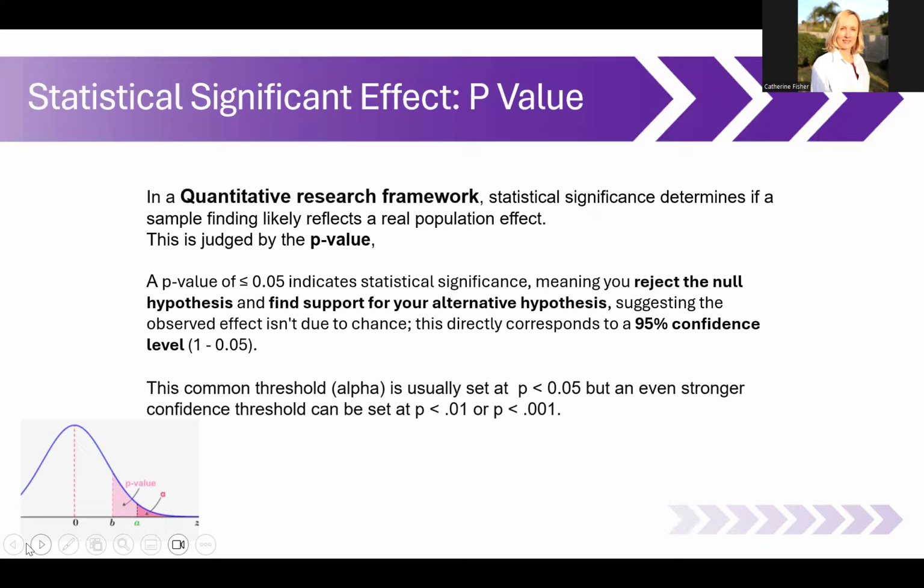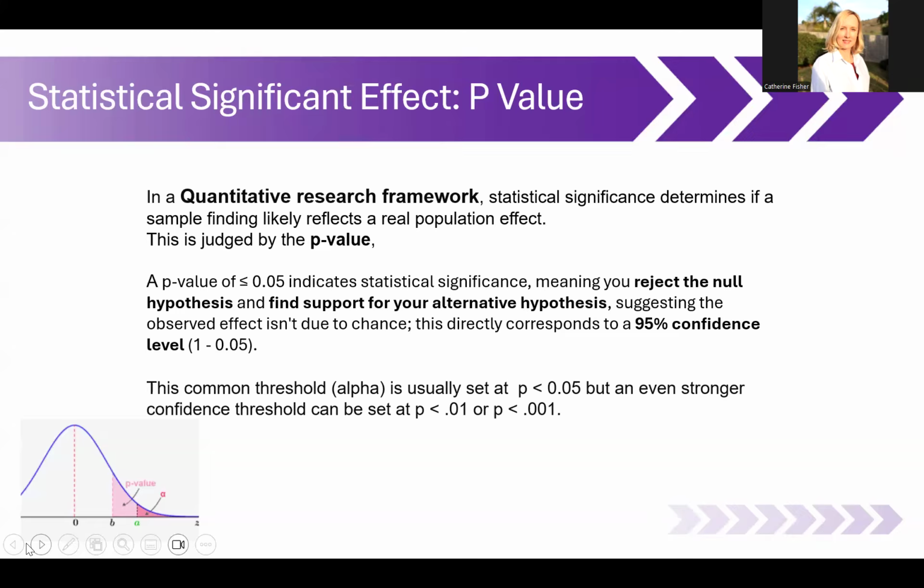I set my p-value, the significance level, at p equals 0.05. A 0.05 is the commonly acceptable threshold that indicates statistical significance, meaning that I rejected the null hypothesis and I found support for my alternative hypothesis. I suggested that the observed effect based on my t-test scores isn't due to chance, that it directly corresponds to a 95% confidence level, that this was a non-random significant change in the student test scores.